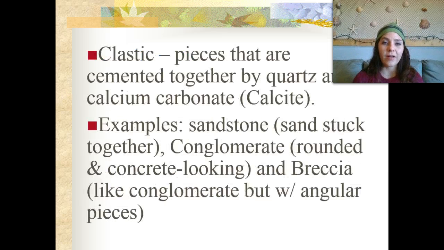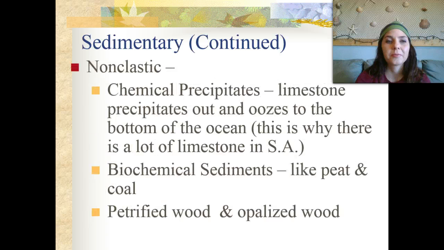So we have clastic sedimentary rocks. These are pieces that are cemented together by quartz and calcium carbonate or calcite. Examples of that are sandstone, which is basically just sand stuck together, conglomerate, which are rounded and concrete looking, and breccia, which are conglomerate but they have more angular pieces.